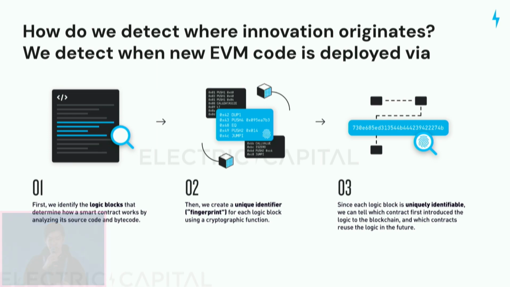To answer the question of how we detect where innovation originates, we detect when new EVM code is deployed via a roughly three-step process. First, we identify the logic blocks that determine how a smart contract works by analyzing its source code and bytecode. Second, we create a unique identifier, which we call a fingerprint, for each logic block using a cryptographic function, for example, an MD5 hash. And third, since each logic block is uniquely identifiable, we can tell which contract first introduced the logic, where it was first deployed, and when contracts reuse logic blocks in the future.